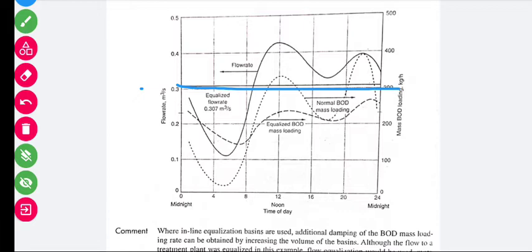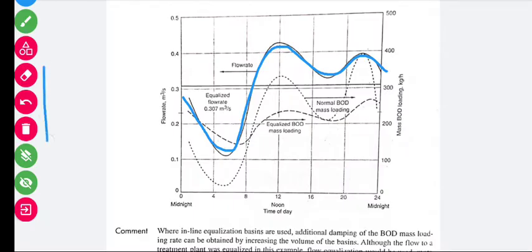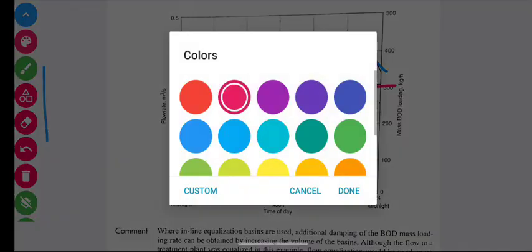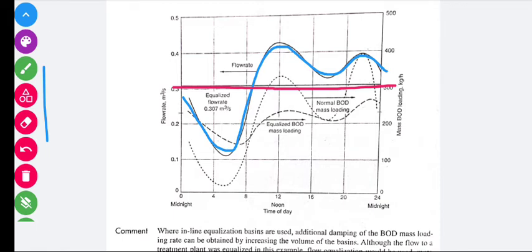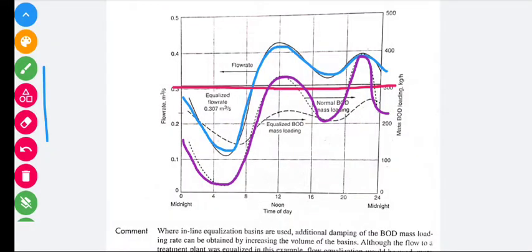So let me just draw first. This is the inflow line. Then next is your outflow line. Okay, so this is your outflow line, and it is constant. Next is your without equalization BOD. This is without equalization. And the last is with equalization, this one.